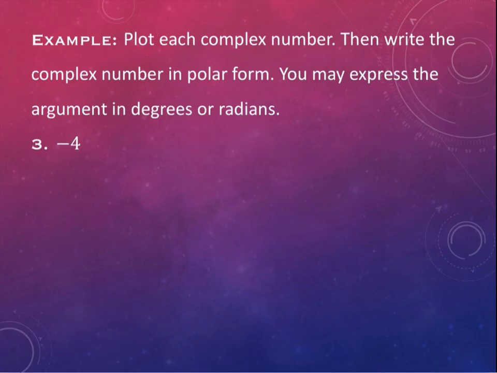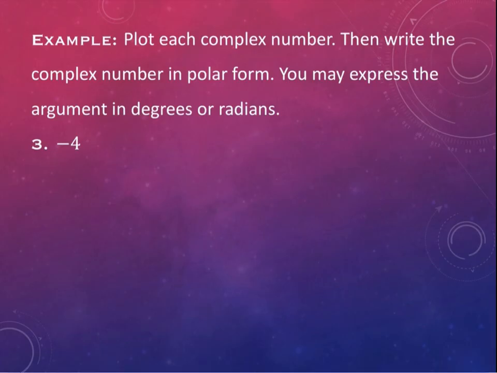So let's take a look at an example where we think about these in terms of polar coordinates. So we're going to plot the complex number. That's fine. We've already done it and looked at how to do that. And then we're going to write the complex number in polar form. And it tells us that we can do this with degrees or with radians, so we get to pick. Okay? I'll do it in both ways, so you have both of them written down in case there's a specific one that's asked for inside of my math lab later.